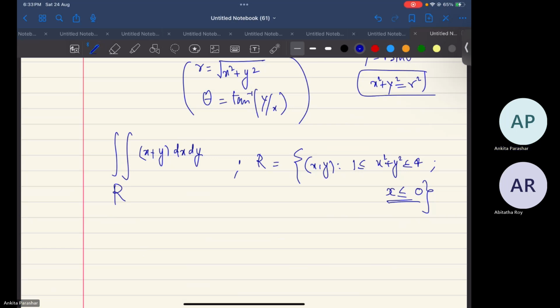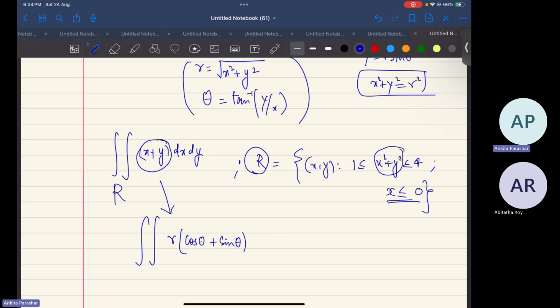In order to change everything, I have changed x and y. I can now simply write them as r times cos theta plus sin theta. This change is visible. I have to change my domain. I have written what x square plus y square is. Now I can tell what my r square is, so r square lies between 1 and 4. Does it say what r is?